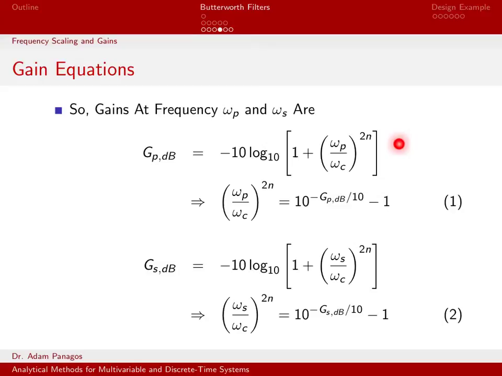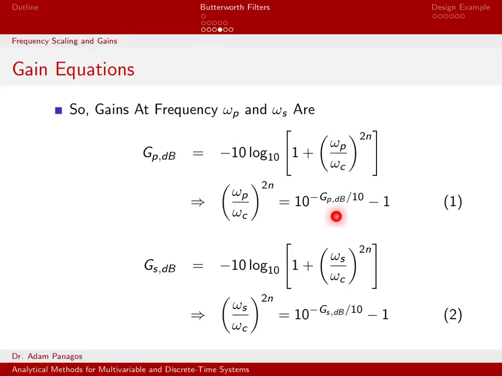See what I can do here? I can actually solve for the ratio omega p over omega c. If I divide this side of the equation by negative 10, take a negative sign, subtract off the 1, I can actually isolate this quantity, and I can write omega p over omega c raised to the 2n is equal to this. Here is the same type of work for the stopband frequency.